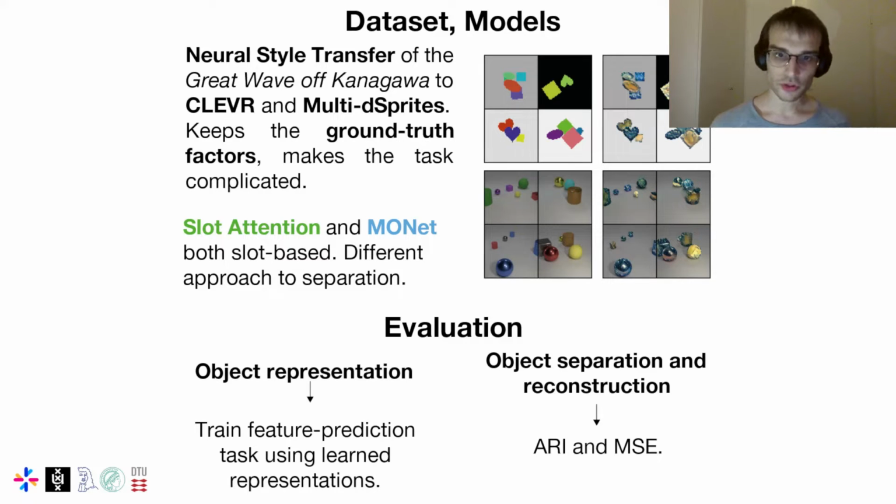Using this, we focus only on the change in texture of the objects and are capable of using the underlying ground truth factors to perform the crucial evaluation of the performance of the models.